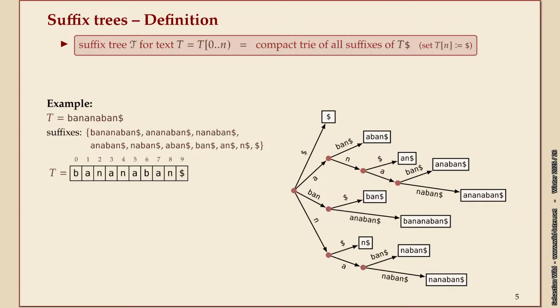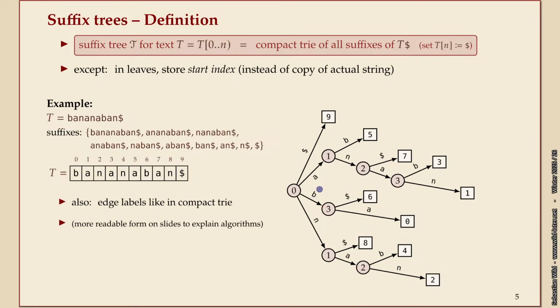So there's an example for this. Here's a text, and there are all the possible suffixes, including the one with just the $. And then you can just insert those into a trie. And this is already the compact trie. As you can see from these edge labels, there are several characters along this edge. In the computer it would actually look more like this, where you have these indices and just the first character as the label on the edge.